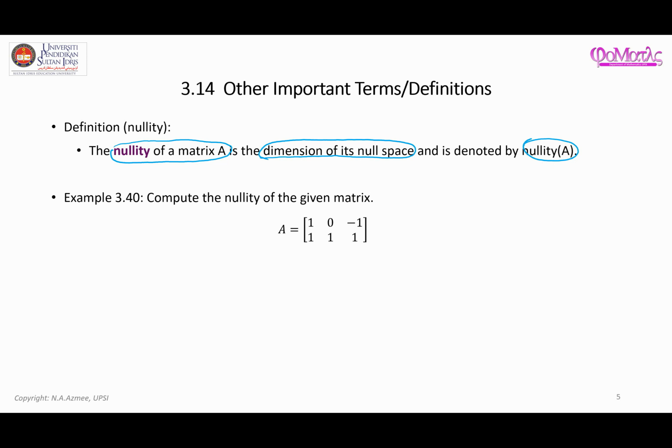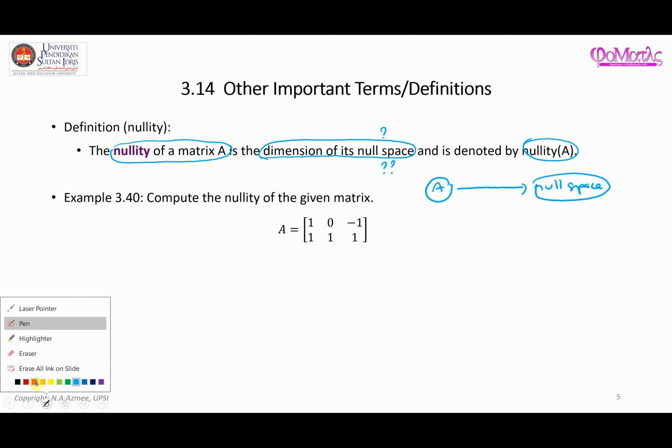Now, basically, do you remember what is the null space? Okay, so I'm just going to do a quick recap on what is null space. You have already seen it before in the previous video. So basically, when you have matrix A, you can get the null space of that matrix, and the null space of that matrix can be obtained if you consider this process.